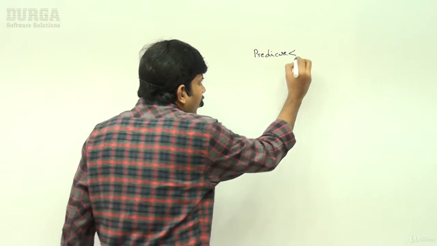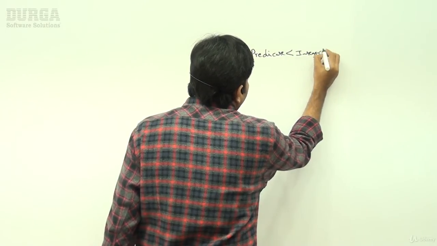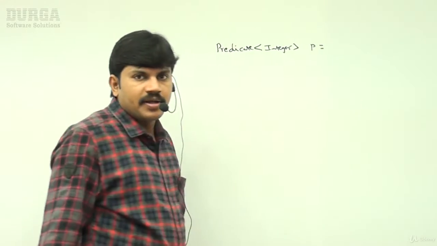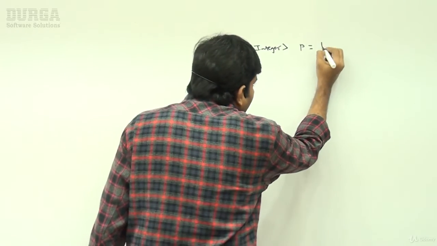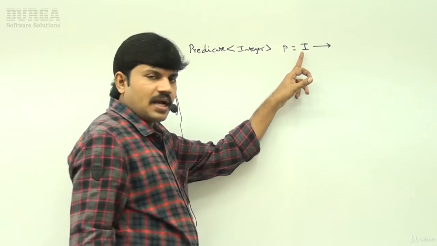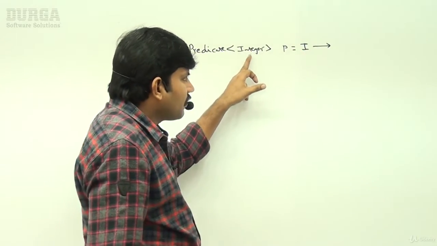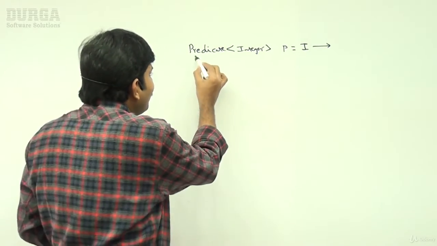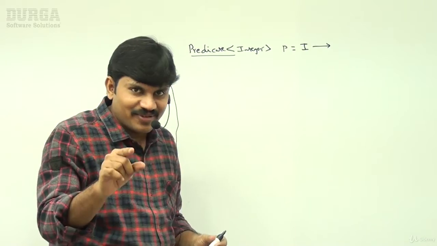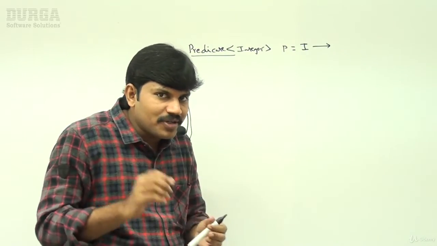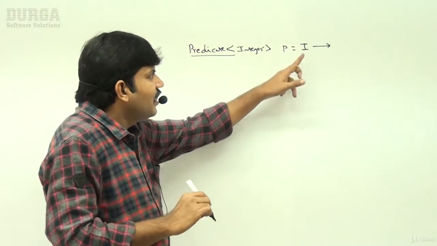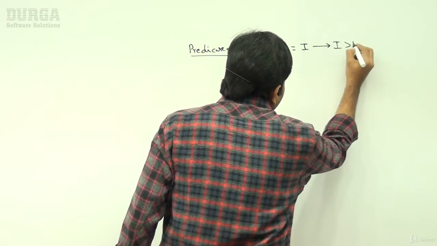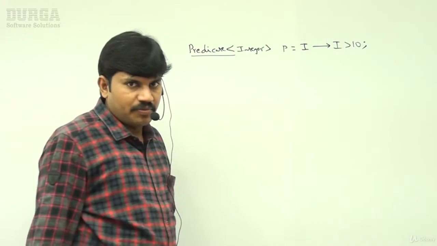Now Predicate of Integer p is equal to, sir, I want to provide my input value i. What type is i? Integer type. Next, i is the argument to which method? Test method. Because which method does the predicate contain, sir? Test method. Now i will become the argument to the test method, and which condition is my test method going to check? i greater than 10 or not. Everyone is able to understand that, okay?